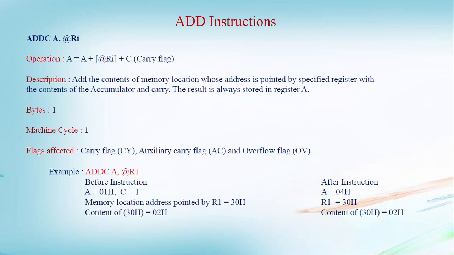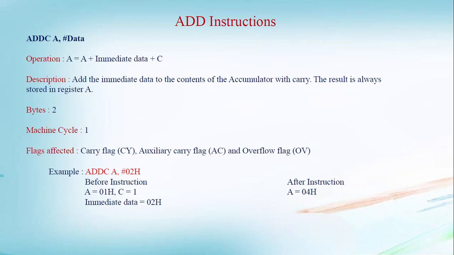As an example, ADDC A, @R1. Before the instruction, let us consider the memory location address pointed by R1 is 30h, and the content of 30h equals 02h. When the instruction gets executed, A equals 1 plus 1 plus 2 equals 4h, which is saved into the accumulator only.